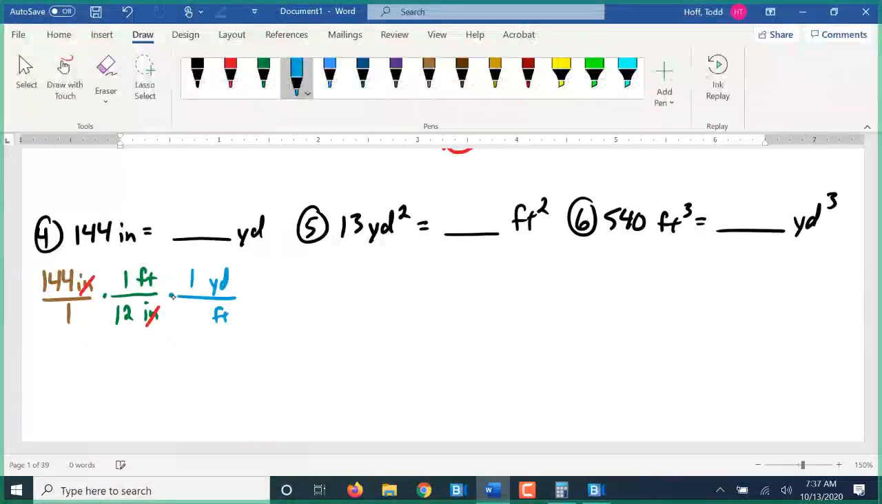1 foot is 12 inches. 1 yard is 3 feet. So the feet cancel out. 144 times 1 yard is 144 yards. 1 times 12 times 3 is 36. 144 divided by 36 is 4 yards.